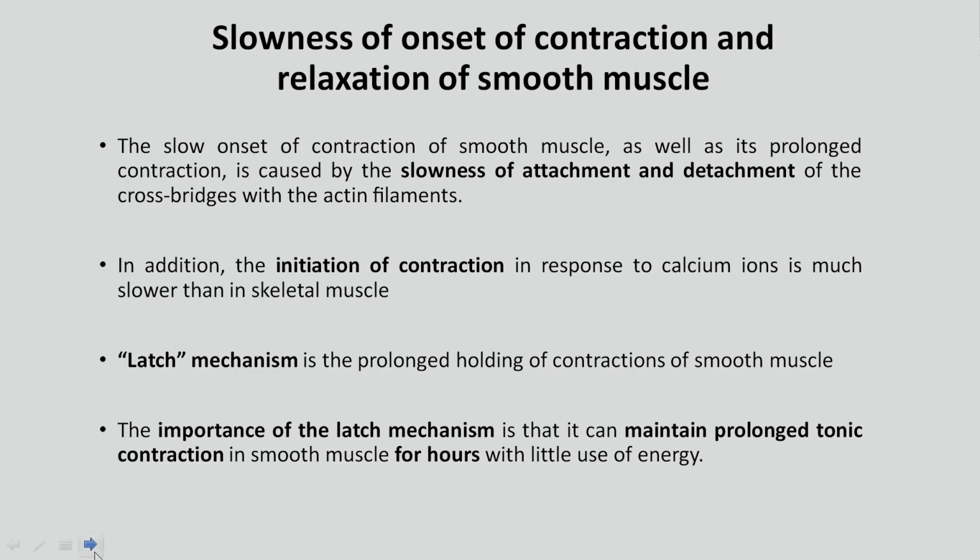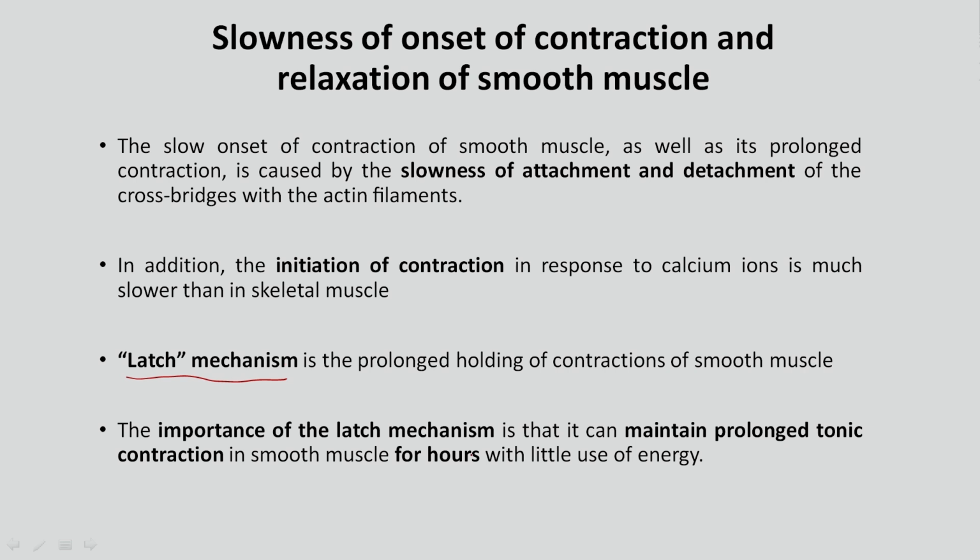So, this slowness of onset of contraction and relaxation involves one important mechanism, which is called the latch mechanism. This latch mechanism is a property of smooth muscle that helps in the prolonged contraction and relaxation of the smooth muscles.